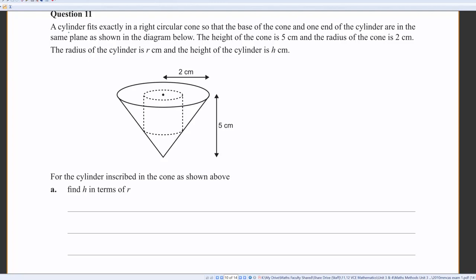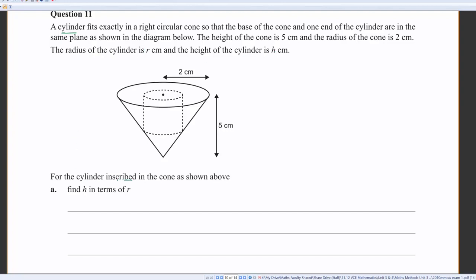We've got a cylinder that fits exactly into a right circular cone so that the base of the cone and one end of the cylinder are in the same plane as shown. The height of the cone is 5 centimeters and the radius of the cone is 2 centimeters. Radius of the cylinder is r centimeters. Height of the cylinder is h centimeters.